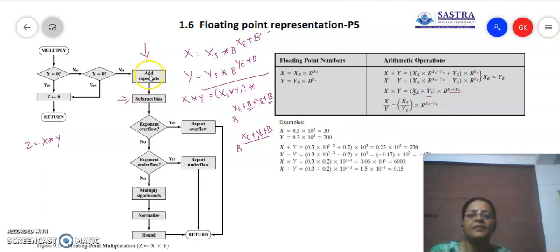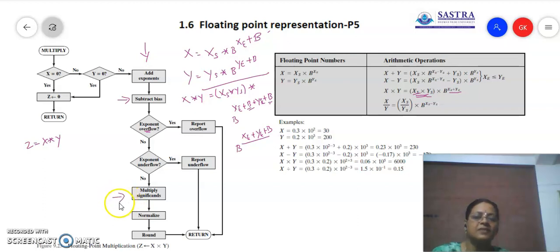Whenever we add the exponents, there is a possibility of exponent overflow. If it is overflow, then I will report overflow. And if I am adding negative exponents, there is a possibility of getting underflow also. So if it is overflow, you report an error, and if it is underflow, you also report an error. If it is neither overflow nor underflow, then you get the proper value. Only then do we find the product of the significands.